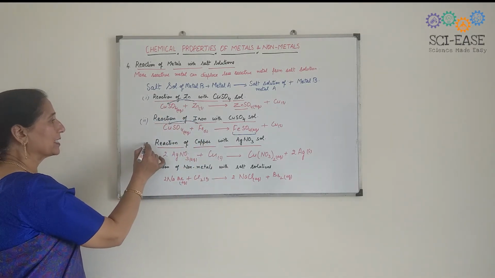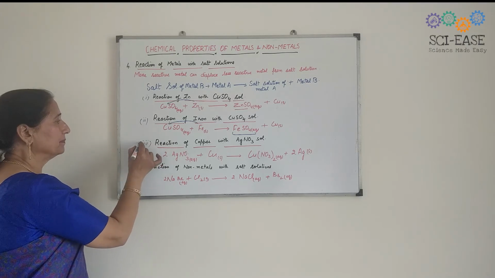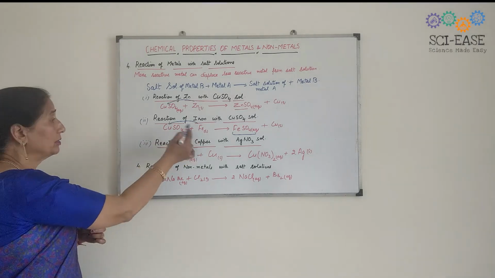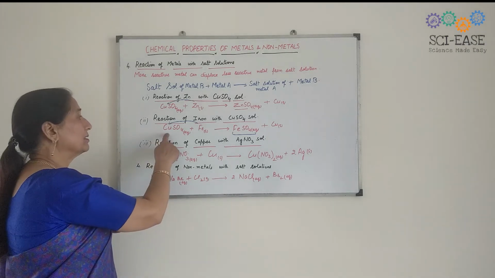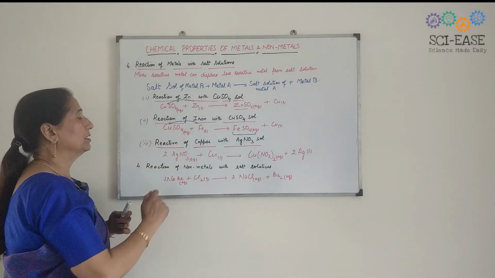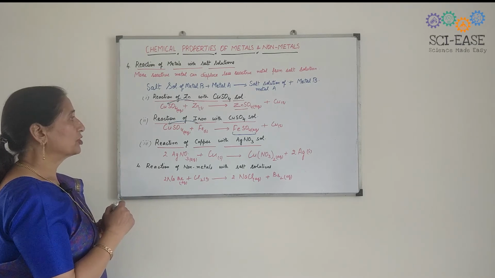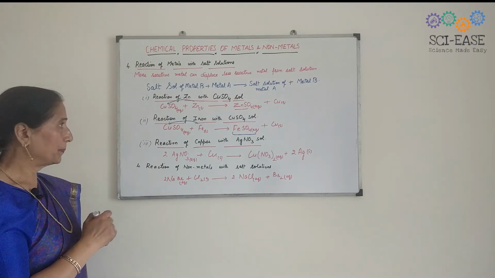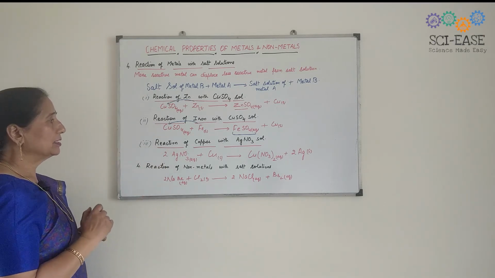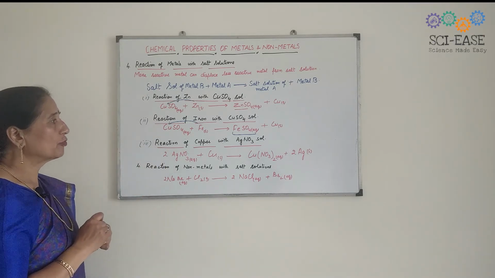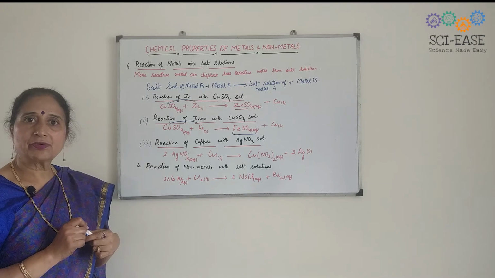Now the third example. Here also the reverse reaction will not take place when we take this iron sulfate and a copper strip is dipped in it. No reaction will take place. Now the next example is the reaction of copper with silver nitrate.